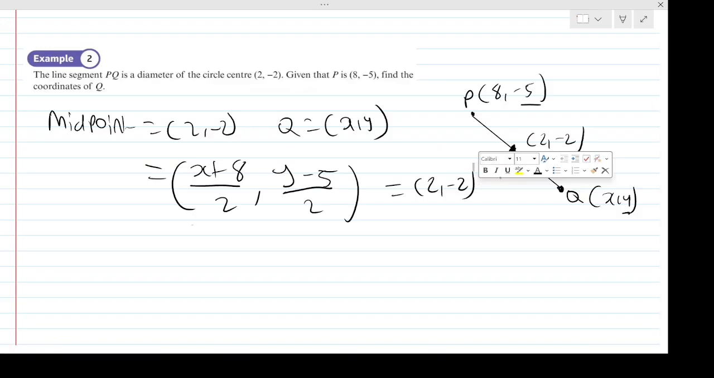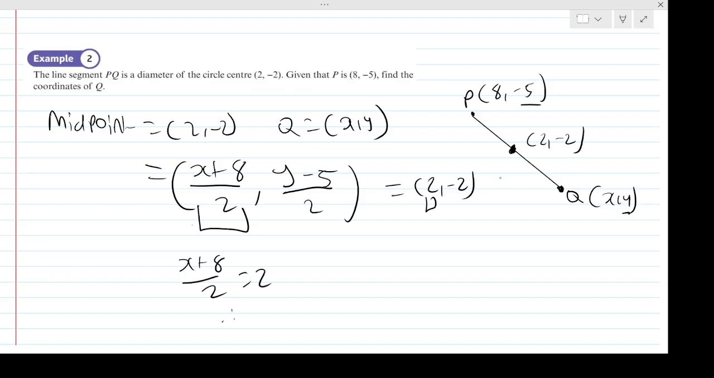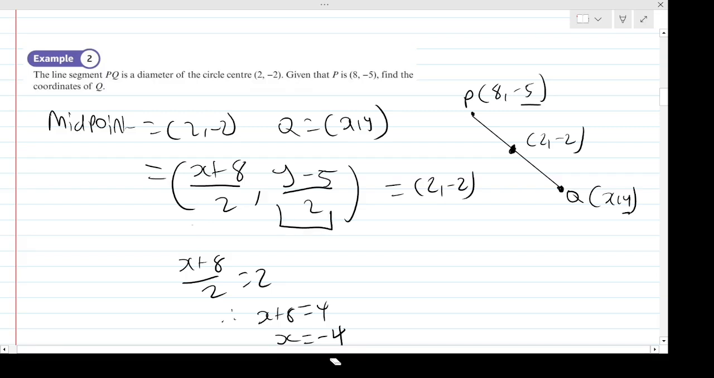So then, well, these two coordinates must be the same because they're the same thing. They're both the midpoint. So that means we can equate the x parts together. So (x + 8) over 2 has to equal 2. Therefore, if we times across by 2, we get x + 8 is 4. Then if I subtract 8, I get x is -4. Cool. Then I could do the same for the y coordinates. So this y part has to equal -2. So (y - 5) over 2 equals -2. Times across by 2, I get y - 5 is -4. Then if I add 5 to both sides, I get y = 1.